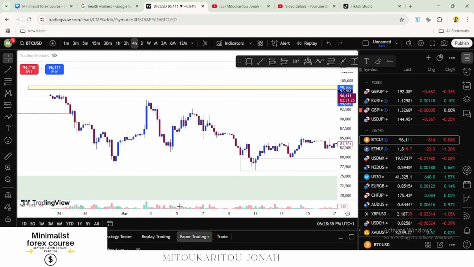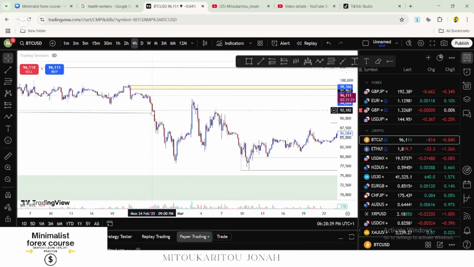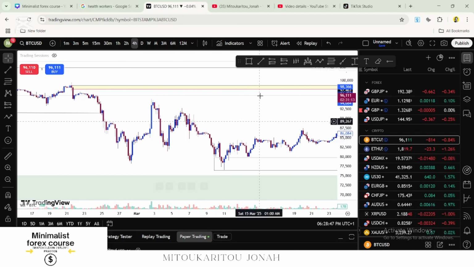So if you look at this now, you're seeing so many highs, right? You're seeing so many highs, but these highs are not fresh. These supplies rather are not fresh. They're not very fresh in the sense that price has mitigated them. It has been used up. So I'm just going to mark this one here.